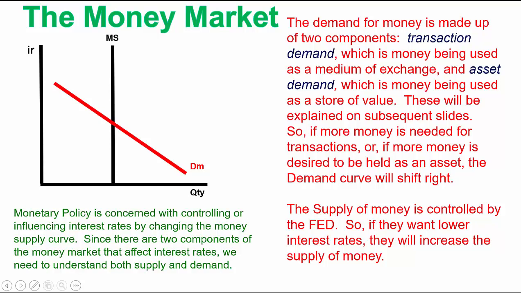And then the asset demand is the demand we have for money just to hold on to. Okay, now I'm going to explain that in greater detail as we move forward. Just be aware that the demand curve is really just us and our desire to either hold money or have money to spend. Okay, the supply curve, that is a vertical line, as you can see in the graph.